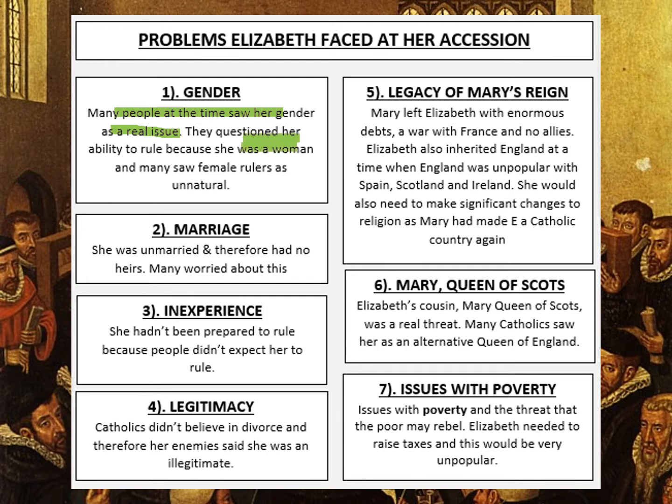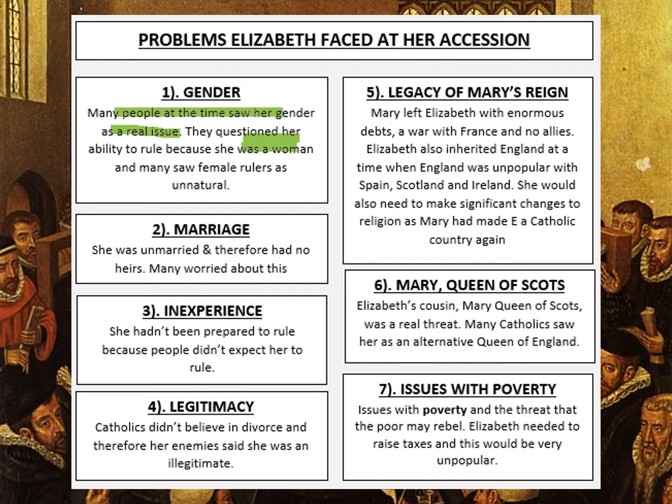And even in the year that she first became queen, 1558, there was a book that was written by a man called John Knox, who was a Scotsman, who said that women ruling was repugnant to nature and an insult to God. And many people at the time felt this way. So she had that as a key challenge.